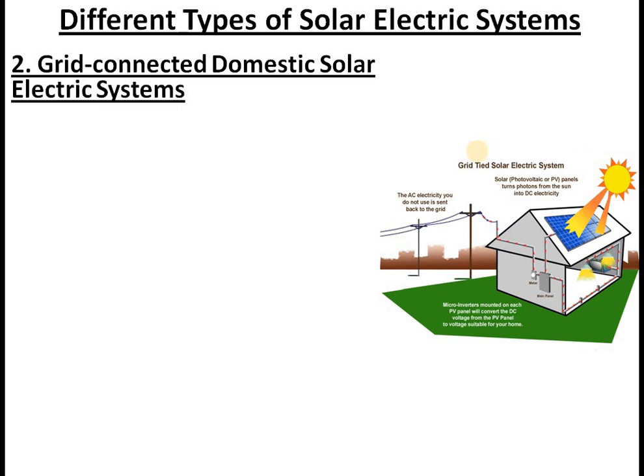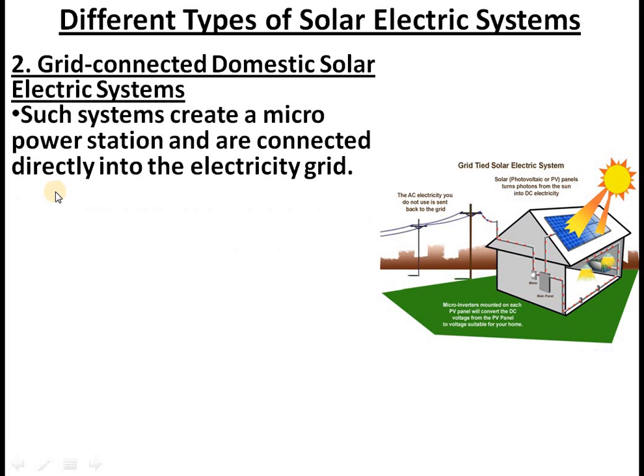And the second one is the grid connected domestic solar electric system. It is a two-way system. That means it can be used for domestic supply, and at the same time it can be used for grid supply outside. That means power generated can be fed into the public distribution system. So this way, as I mentioned earlier, it is a source of income generation, and it will reduce the electricity bill of our domestic supply.